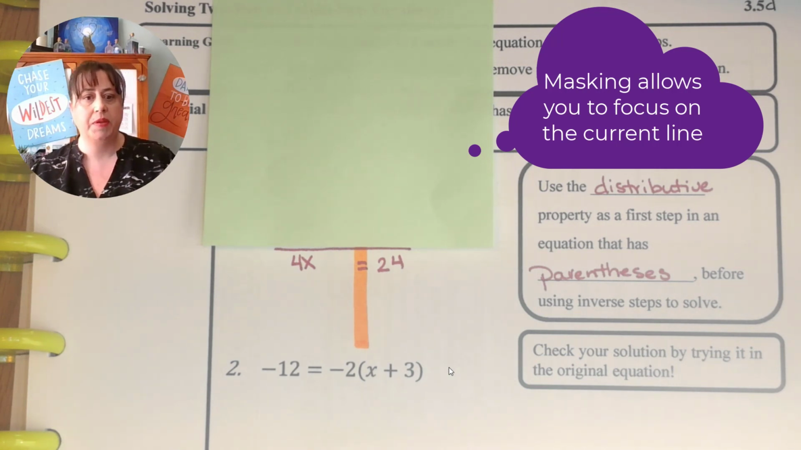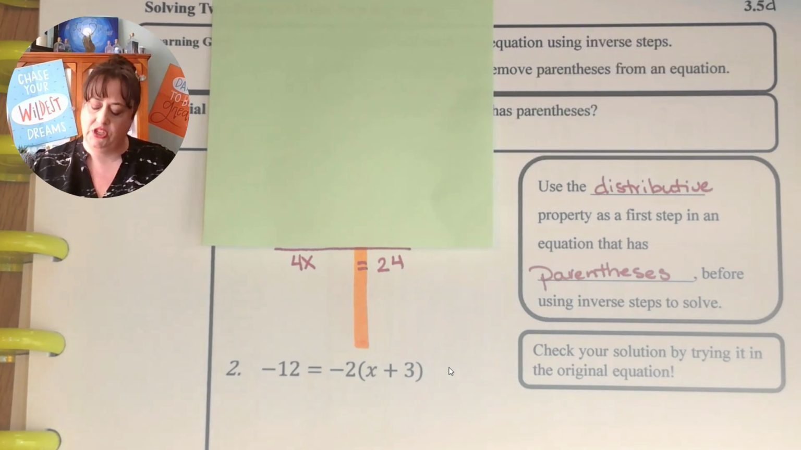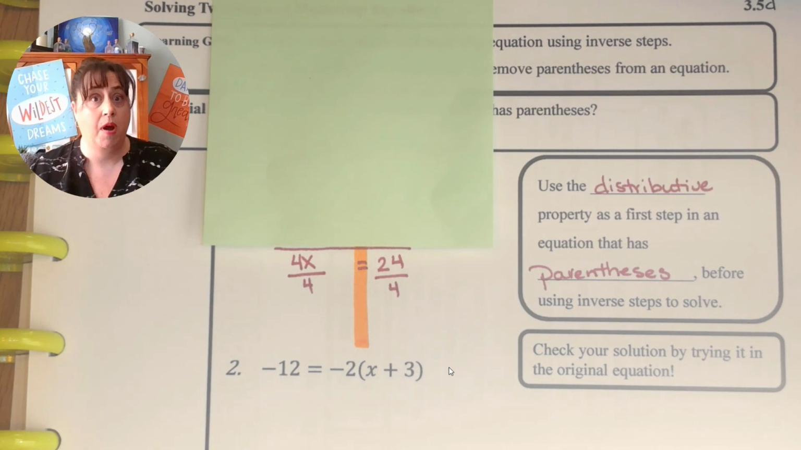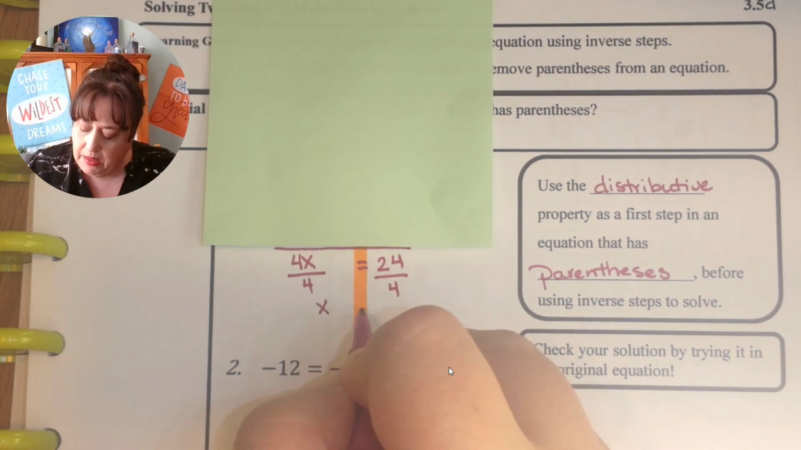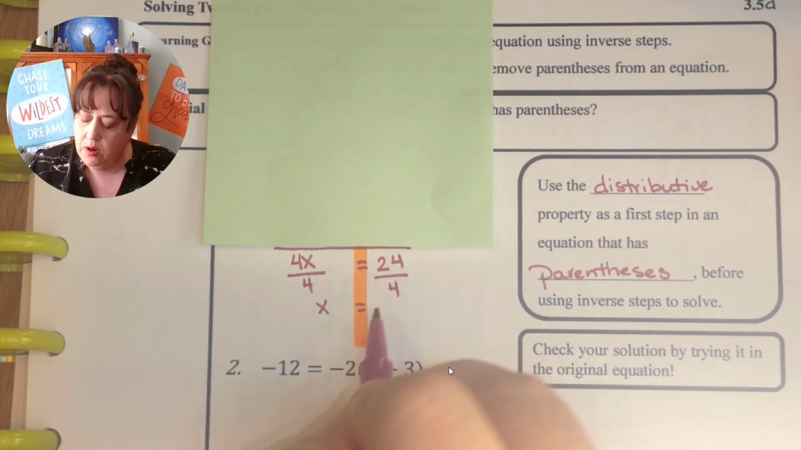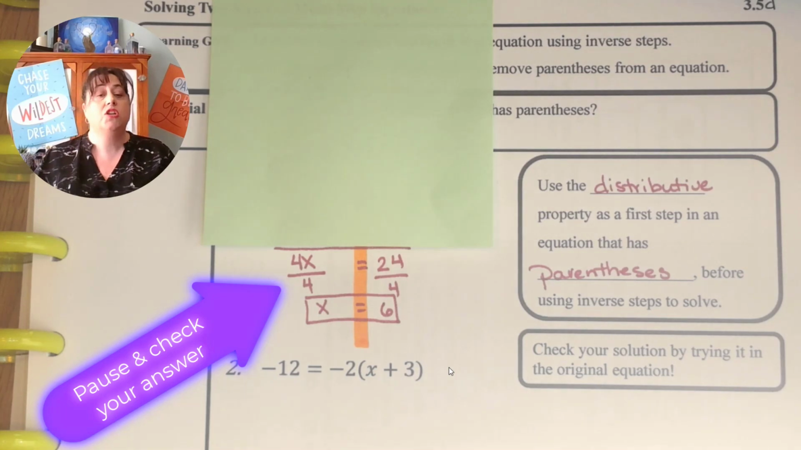How do I undo multiplication? I use division. Remember, we're using a bar to show division. It doesn't go all the way across, it just stays on each side. So this side would be x, and 24 divided by 4 is 6. I should check my answers. So go ahead, check your answer, and come back.